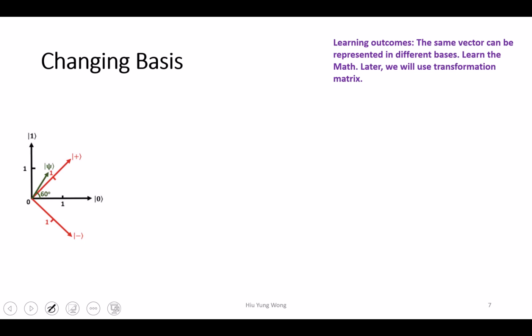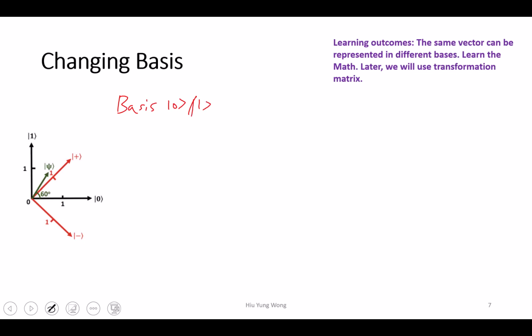What is the vector in general? I am going to talk about it in general. I can have two different bases. I just have this 2D plane. I call that I have two basis sets. One is 0, 1, and the other is plus and minus. So I have a basis set which is 0, 1.